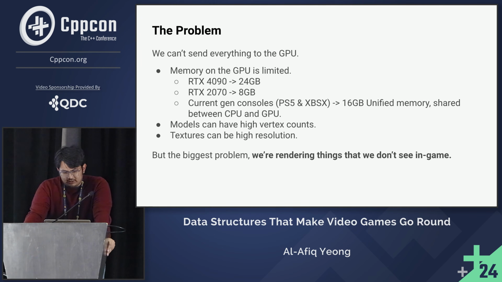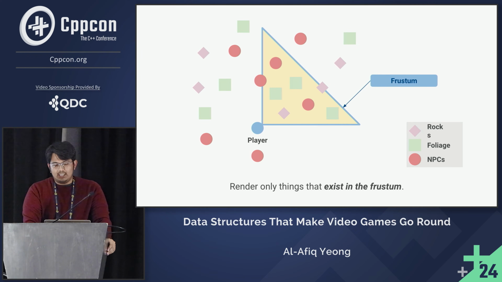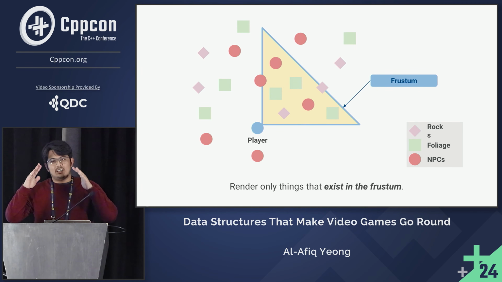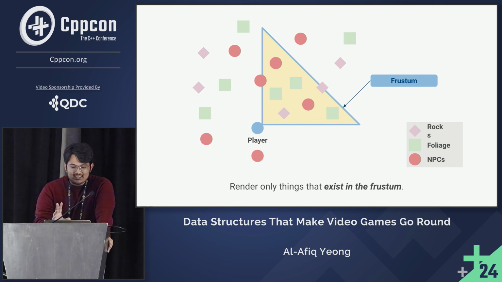But the biggest problem of all is that we're rendering things that we don't see in game. So notice that yellow left angle triangle. In games, we call it a frustum. Well, I know this is not a frustum. A frustum is basically a pyramid without the tip, right? It's impossible to do in PowerPoint, but you have to trust me, this is a frustum. So we're only seeing the things that are in the frustum and also that intersect with the frustum. But then we're sending all of this data into the renderer.